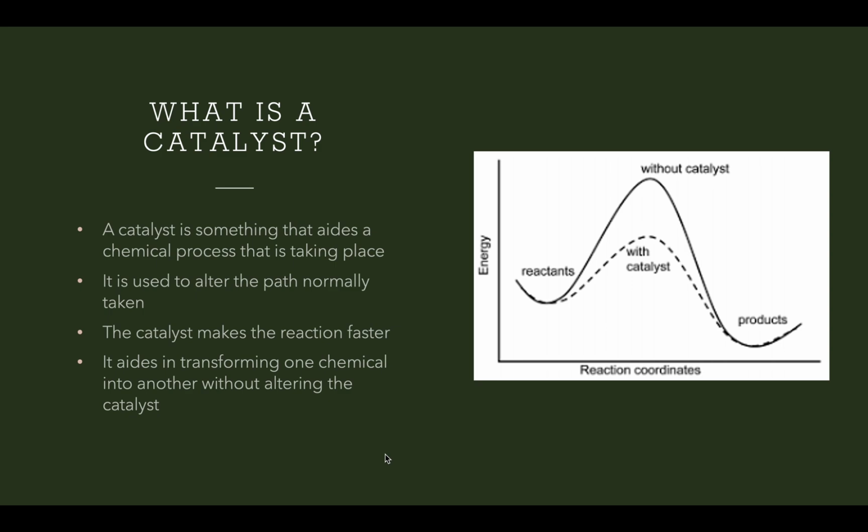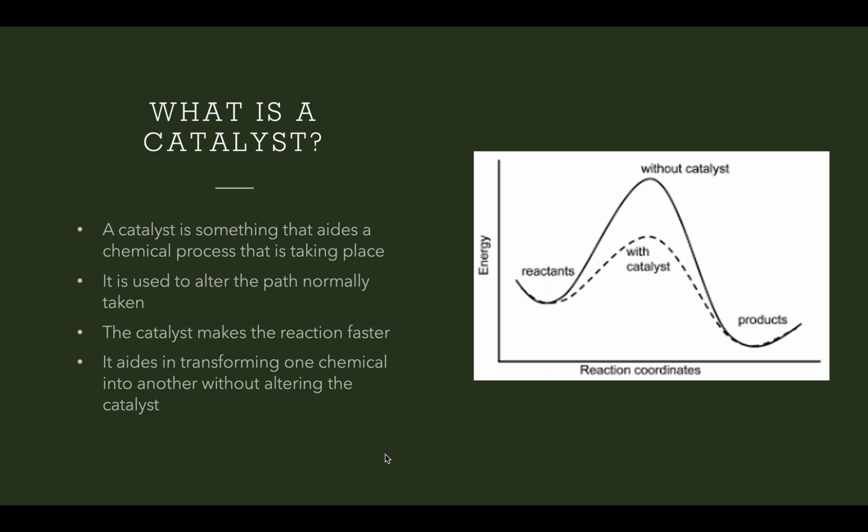It is used to alter the path normally taken, and as you can see on the right, a reaction that occurs without a catalyst takes a lot longer to form the product than with a catalyst, as it makes the reaction go faster, and sometimes without the use of a catalyst, a reaction will not occur at all.